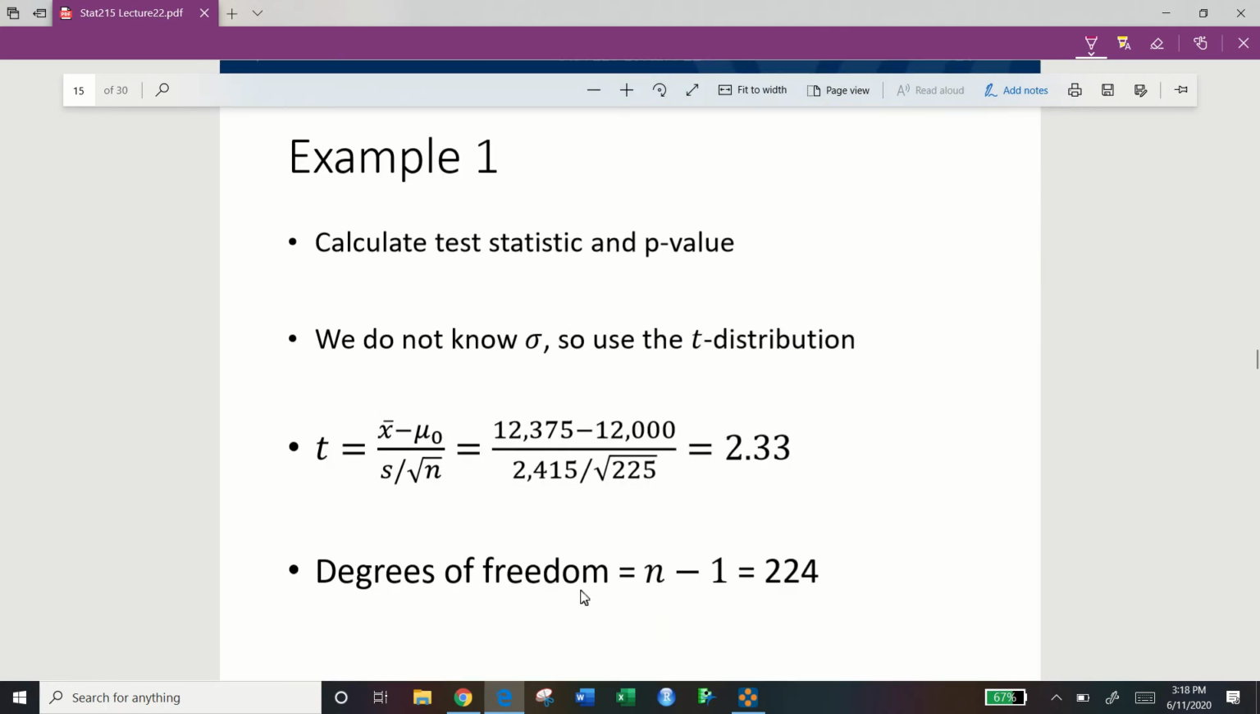Let's take a look at step 2, where we need to calculate the test statistic and p-value. Since we do not know sigma, we need to use the t-distribution. So we will use t equal to x bar minus mu naught over s divided by the square root of n. Plugging in our appropriate values, we will get a t-value of 2.33. And since we are using the t-distribution, we need to calculate the degrees of freedom, which is n minus 1. Which in this case will be 224.